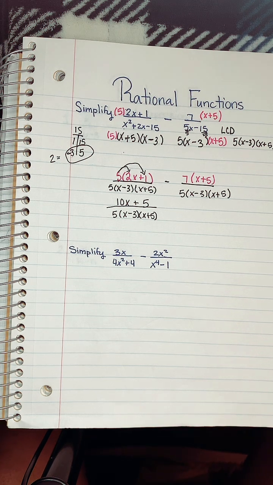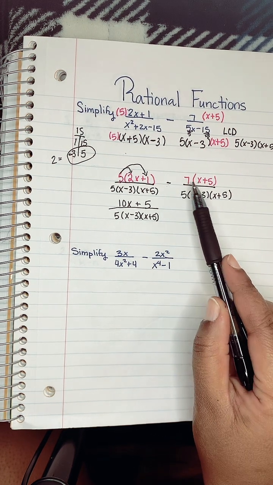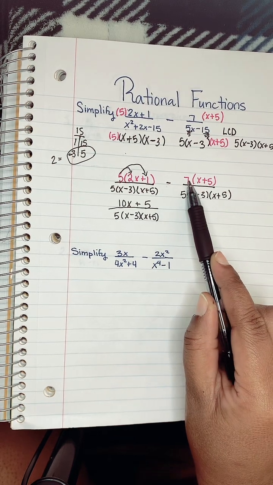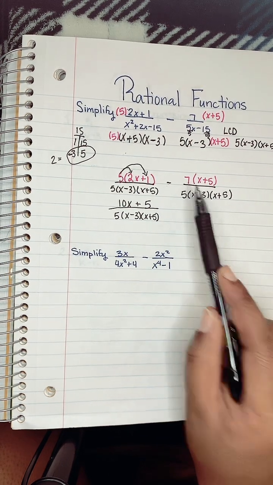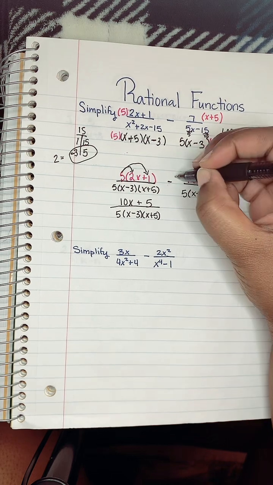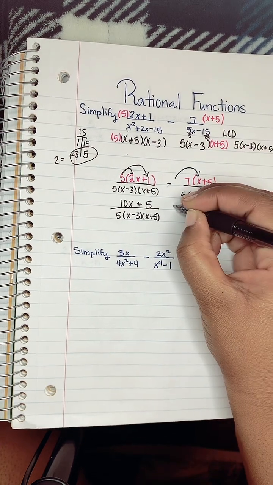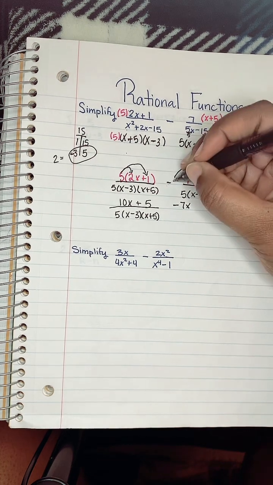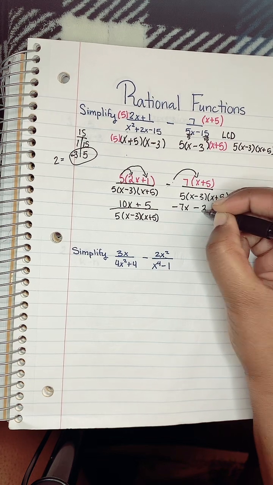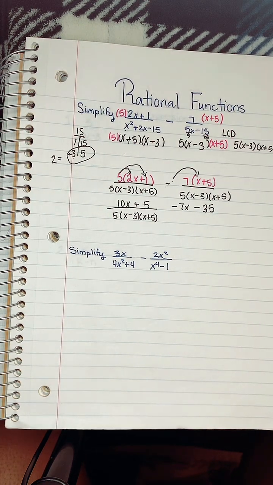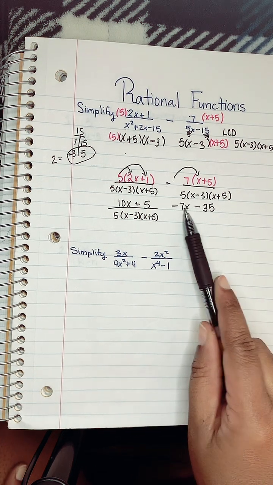Okay. Now, technically, some of you guys are not wrong. But remember, this is a -7 here. So if it's a -7, then really it's -7 times x, which is -7x, and then -7 times a +5, which is -35.